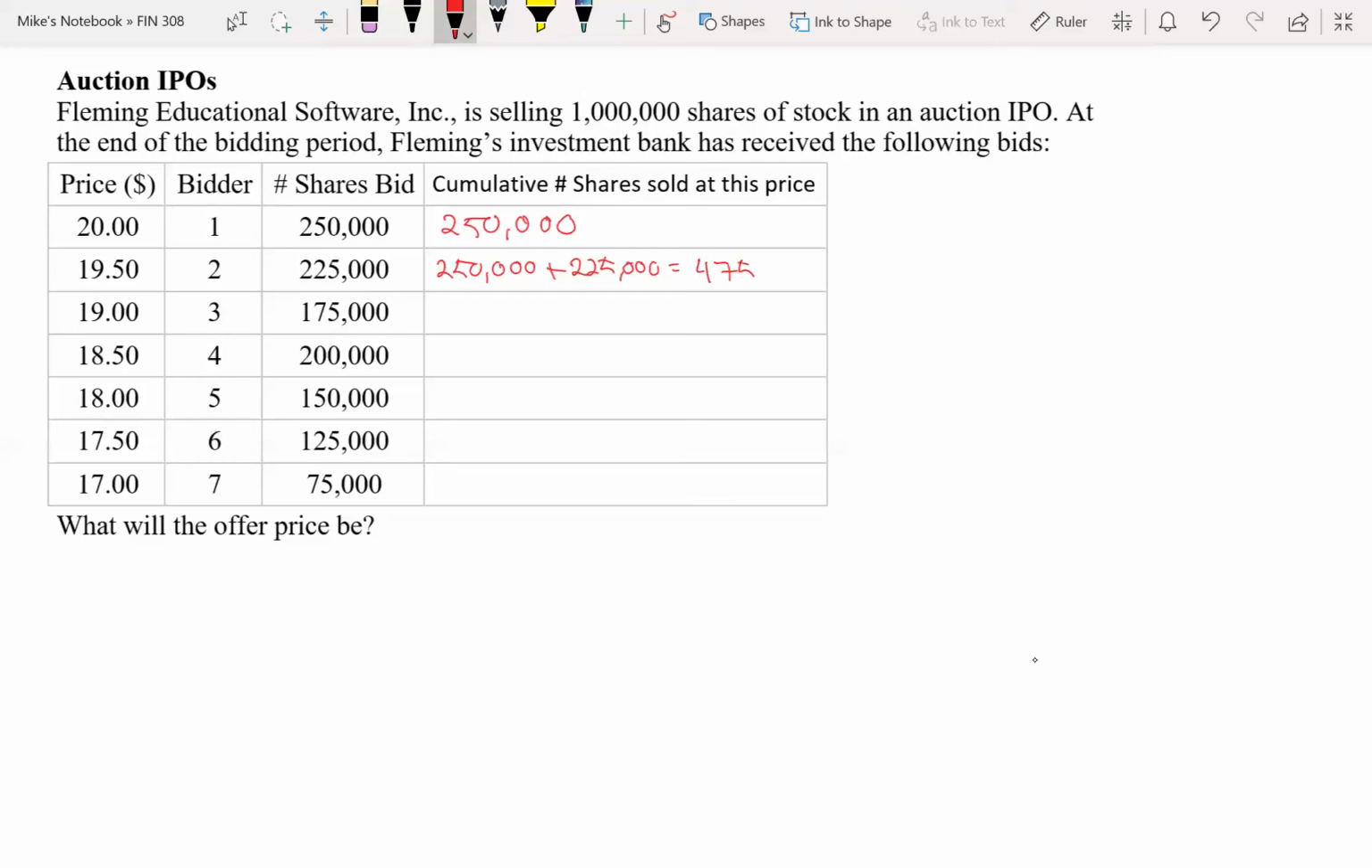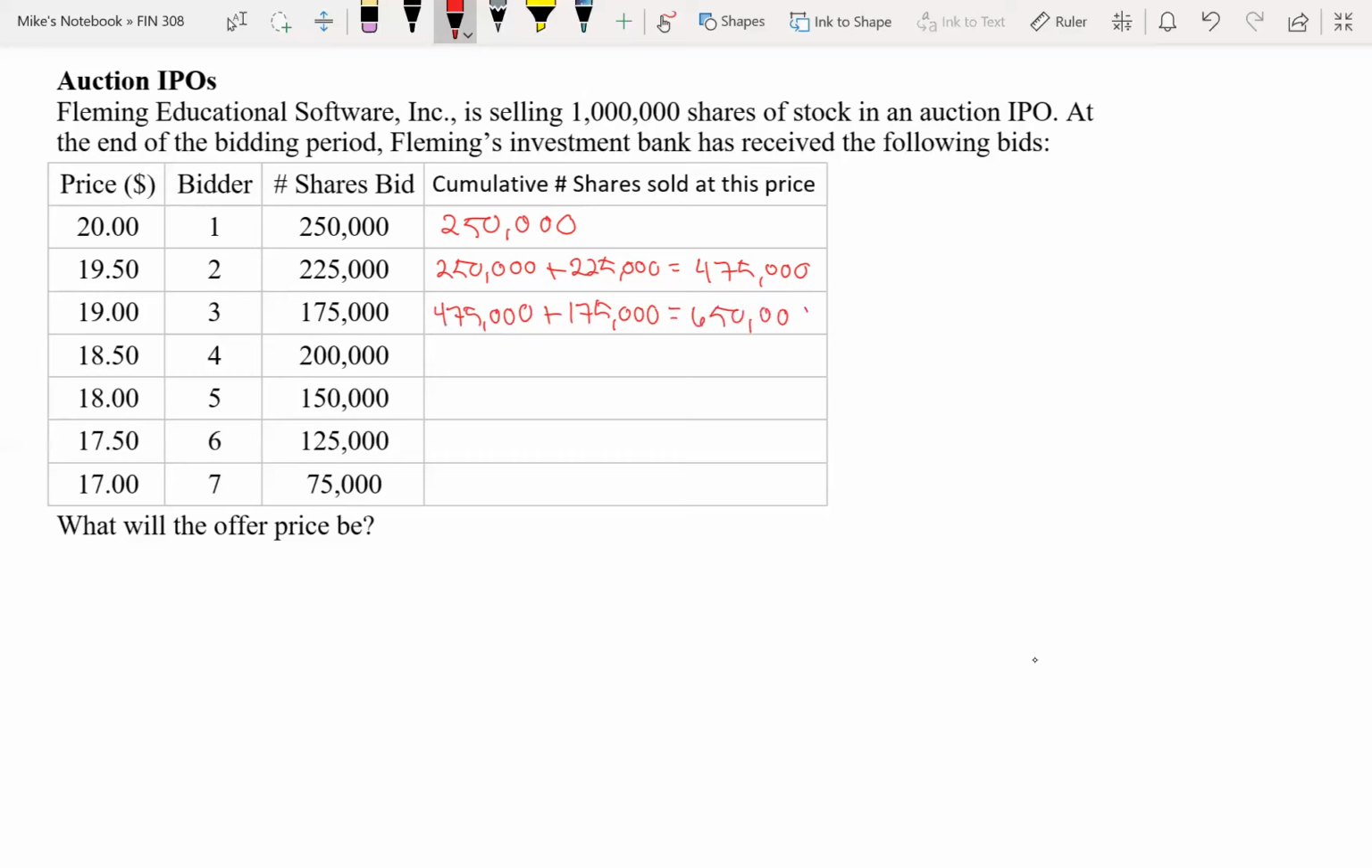Well, bidder 1 and bidder 2 would buy at 19 because they were willing to pay $20 and $19.50 per share. And if we set the price at $19, they only have to pay 19. They still get the number of shares that they wanted at a price that's lower. So take the 475,000 that would be sold to bidders 1 and 2. Now that we've moved down to 19, we can sell 175,000 more because bidder 3 is now involved. That gets us to 650,000 shares.